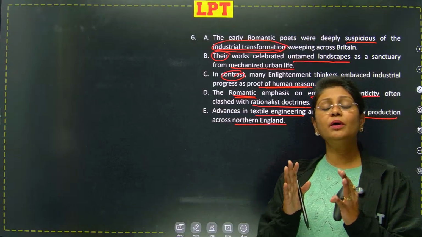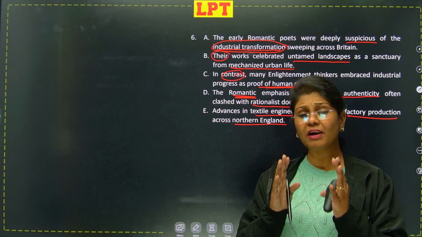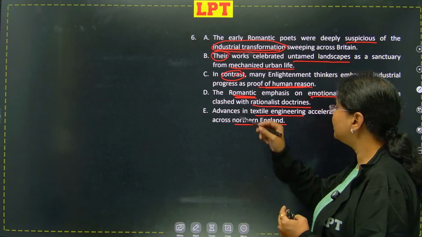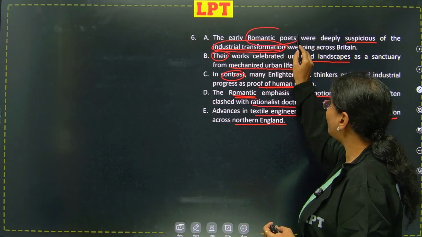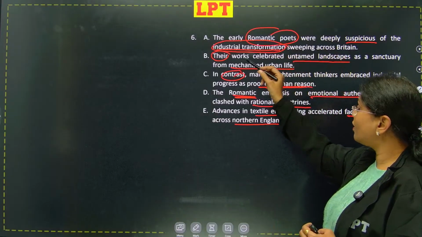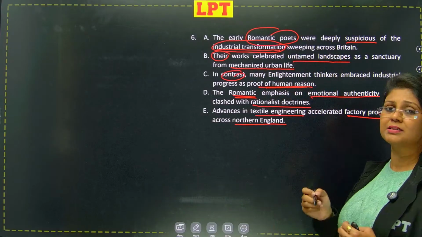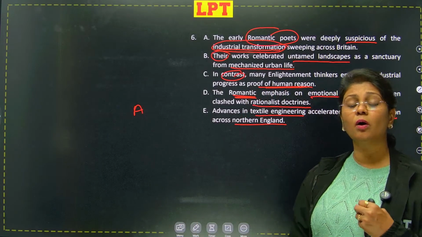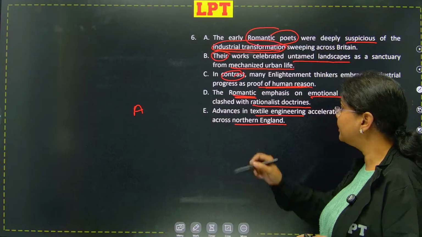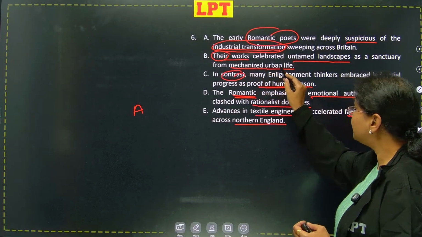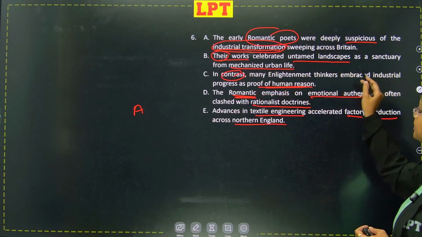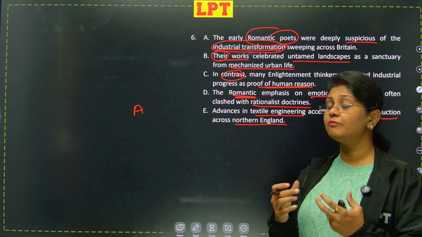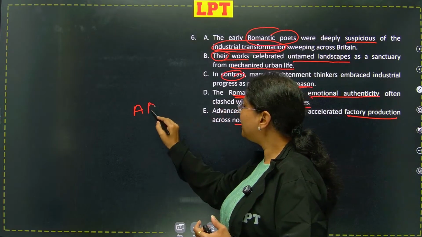So once you have read these 5 statements, I'm sure you would have figured out that we do have a common theme here, and that is romantic poets being suspicious of the industrial transformation across Britain. Then you have A, the statement that introduces the discussion here. B says their work celebrated untamed landscapes as a sanctuary from mechanized urban life. So this gives their viewpoint here. So A and B go together.